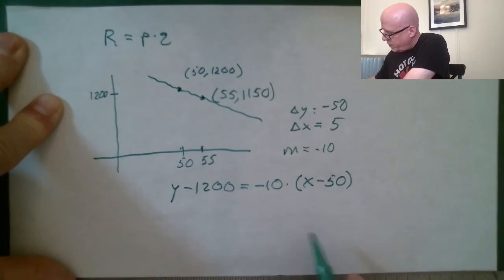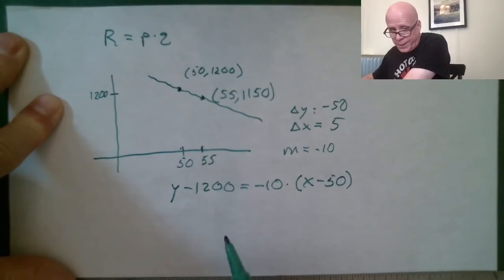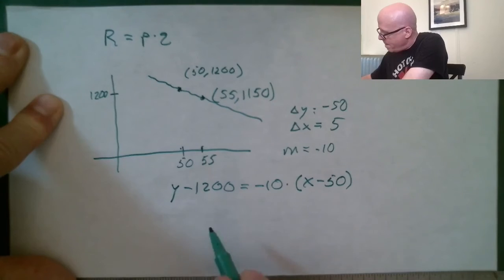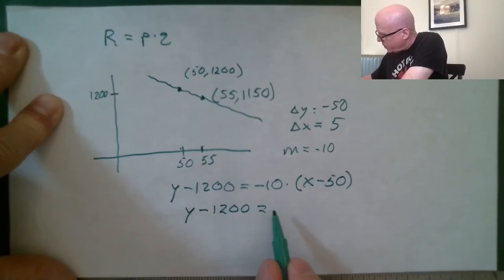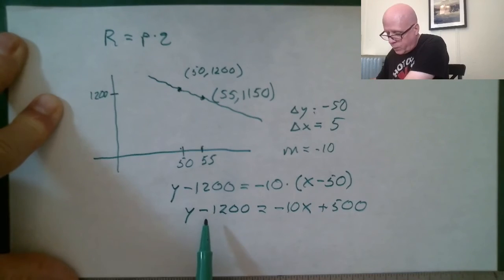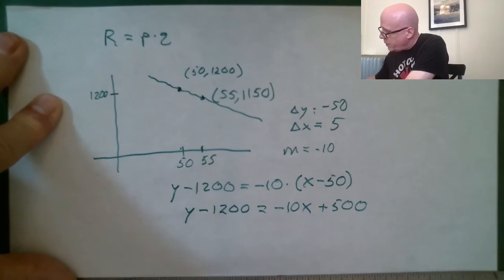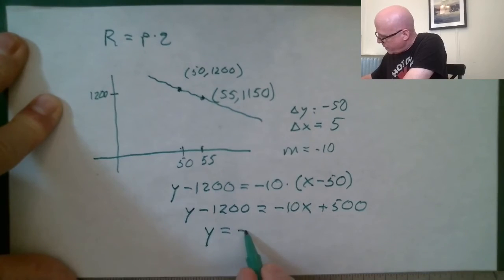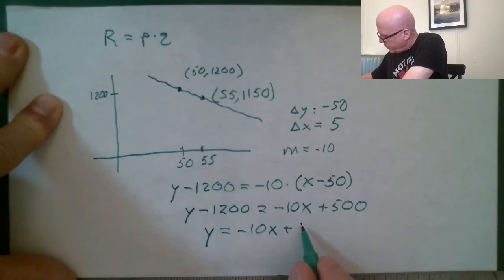We might want to add the 1,200. Let's do a little algebra to simplify this and get it into the mx plus b form. Well, first, I'm going to leave the left-hand side alone, but let's multiply that -10 through everything. So you get -10x, and then it'll become plus 500. And then finally, we're going to add the 1,200 to both sides. It's being subtracted right here. So the final form of this is -10x plus 500 plus 1,200, which is 1,700.